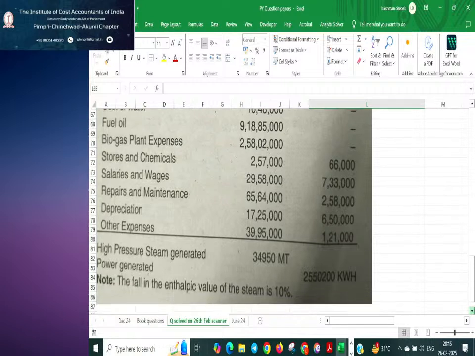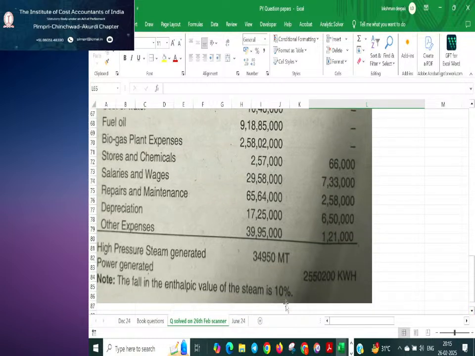See? Fall in the enthalpic value of the steam is 10%. मतलब ये loss के तरह है. Enthalpy, I was telling you, right? It is combination of two energies, heat and pressure. Steam is combination. So we measure steam in terms of enthalpy. So the enthalpic value of steam, there is a fall to the extent of 10%. So this is going to impact your power. So we are going to give the effect of this 10% fall in the power.